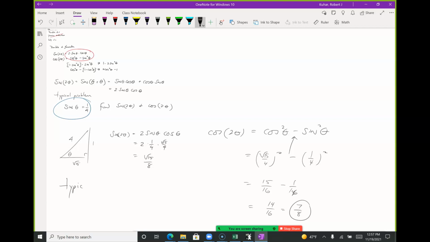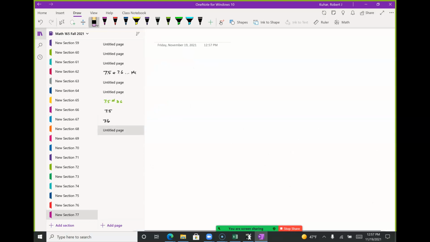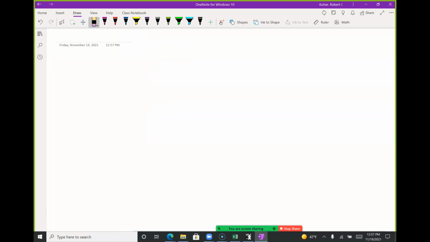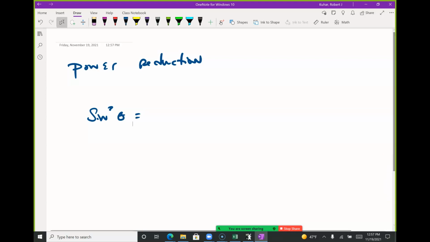My power reduction formulas, which I'm just not going to do at all. I'm going to wait for them for Calc 2, okay? So the power reduction formulas are sine squared theta. Don't tell me. Forget.